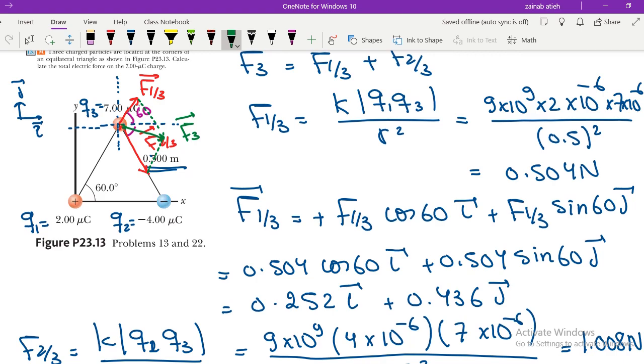So if Q3 was to move, it will move in the same direction as F3. But this is not required for us. We are only concerned with finding the force acting on the charge.